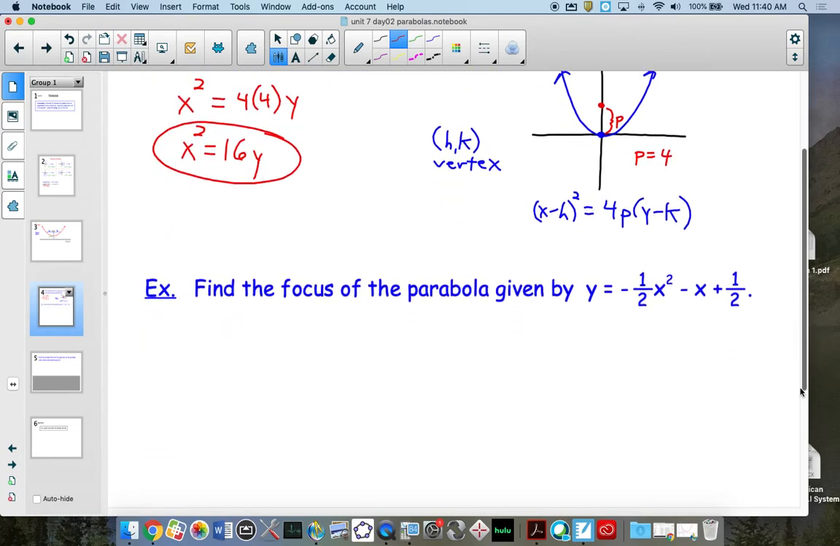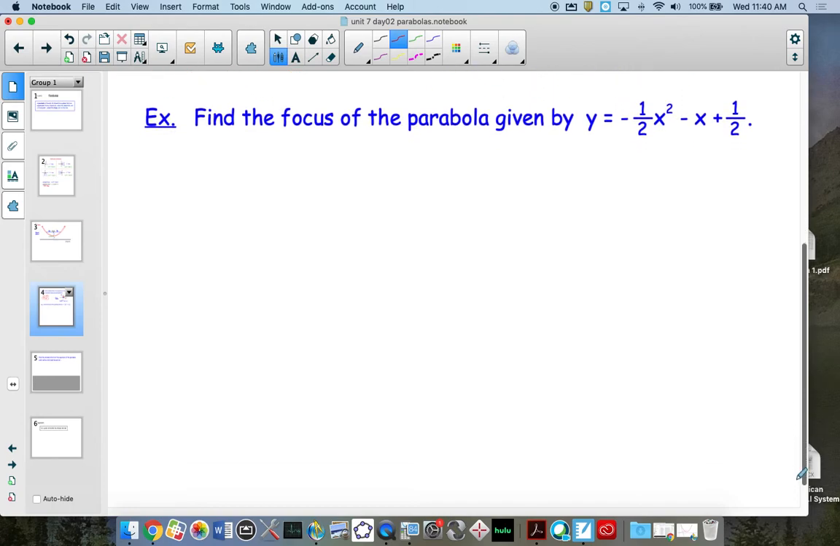All right, let's look at another example. This time I'm going to give you the equation and I want you to find the focus. So we know how to find the vertex. When we had a shortcut, we did x equals negative b over 2a. But that's not what we're looking for here. We're looking for the focus, which, when you graph just any old parabola, is somewhere here. So we have to figure out where the vertex is and what p is, and then we can figure out where the focus is. So there's a couple ways that we can deal with this equation. We're going to need to complete the square.